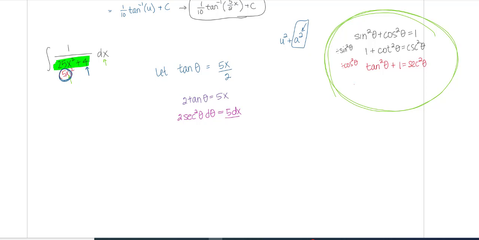And I'll solve for dx just so I can show, so I'll divide both sides by 5. I'm not sure if that needed the extra step or not. Okay, so I'm going to reserve this here and hold that, and I'm also going to look at the 2 tangent theta equals 5x.